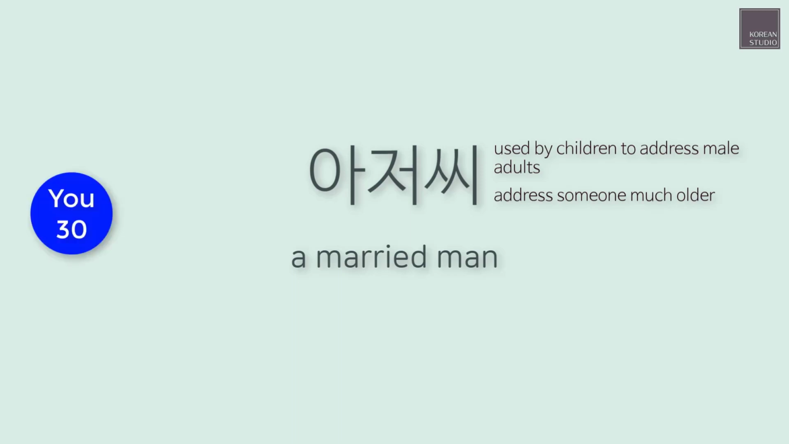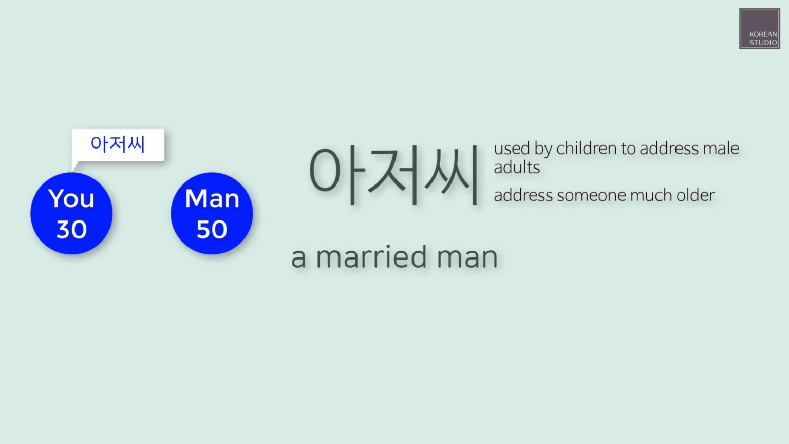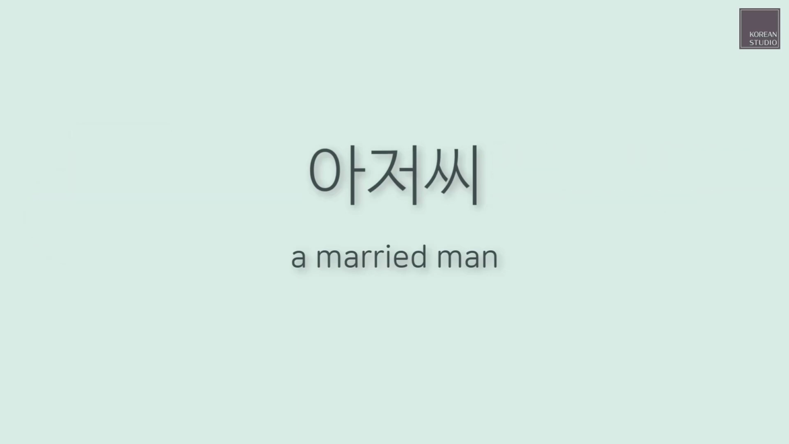For example, if you're 30 years old and you're addressing someone who seems to be in their 50s, then you can call them 아저씨, as they are too young to be addressed as 어르신, but there is a big enough age gap between you and the man to address that person as 아저씨. Now, clearly there are times when it's really hard to tell whether someone is married, but this idea of 아저씨 being used to address married men is a general usage guideline, and children will call male adults 아저씨 regardless of whether they're married or not.